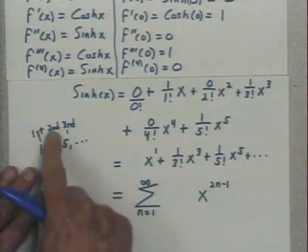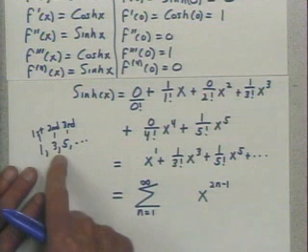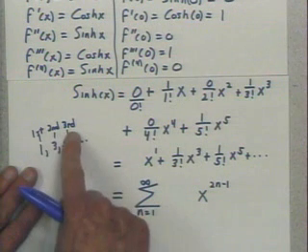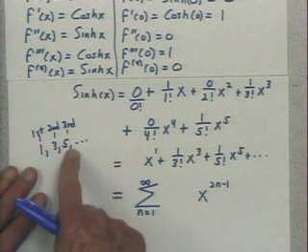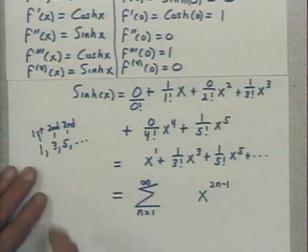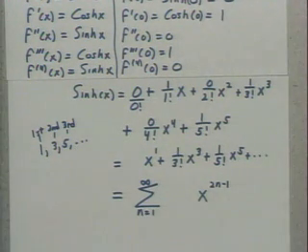Won't that do it? 2 times 2 is 4. 4 minus 1 is 3. Good. 3 times 2 is 6. 6 minus 1 is 5. There's the pattern for the exponent. Now, what else do we need?